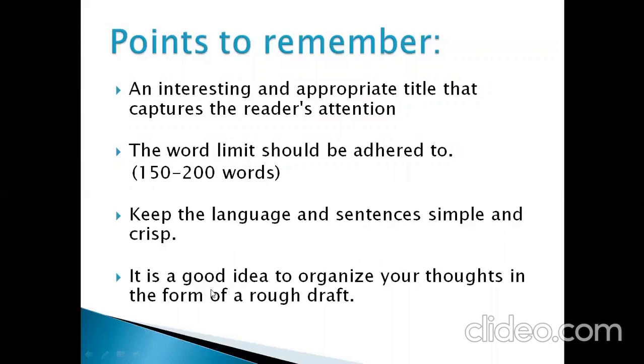It is a good idea to organize your thoughts in the form of a rough draft. It's always better to jot down your ideas in rough first. This way, the writer can be more clear and there will be no confusion. And once you have the clarity, you can write the fair copy.